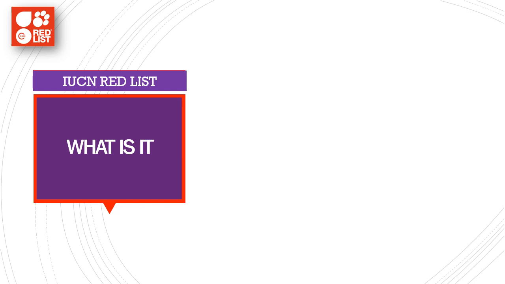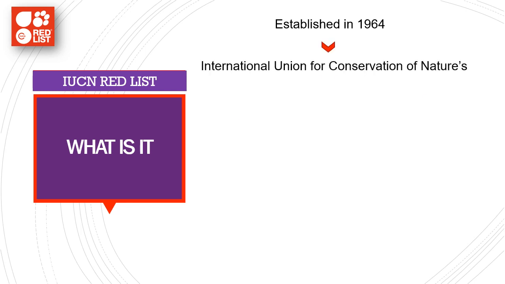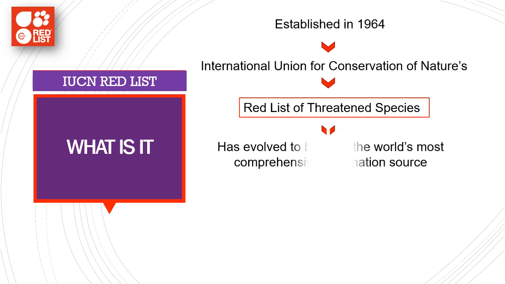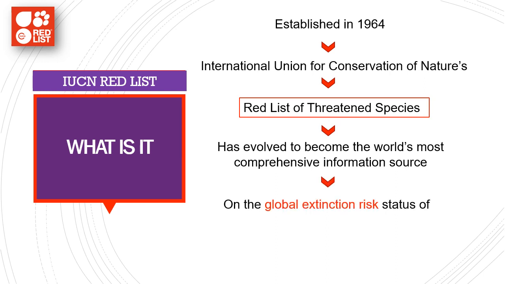Now, what basically is the Red List? Established in 1964 by IUCN, the Red List of Threatened Species has today evolved to become the world's most comprehensive information source of the global extinction risk status of animals, fungi, and plant species. So, what does the Red List provide us with? Firstly, it is a list of threatened species. It provides us with a list of animal, fungi, and plant species which are facing extinction risk worldwide or globally.